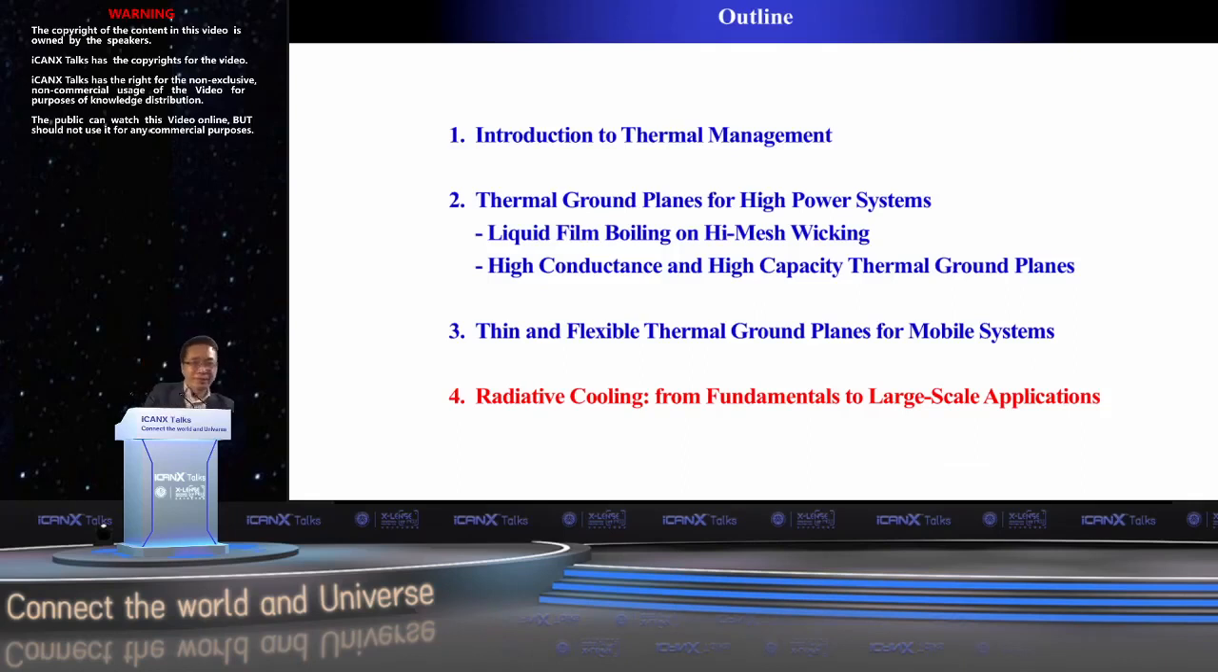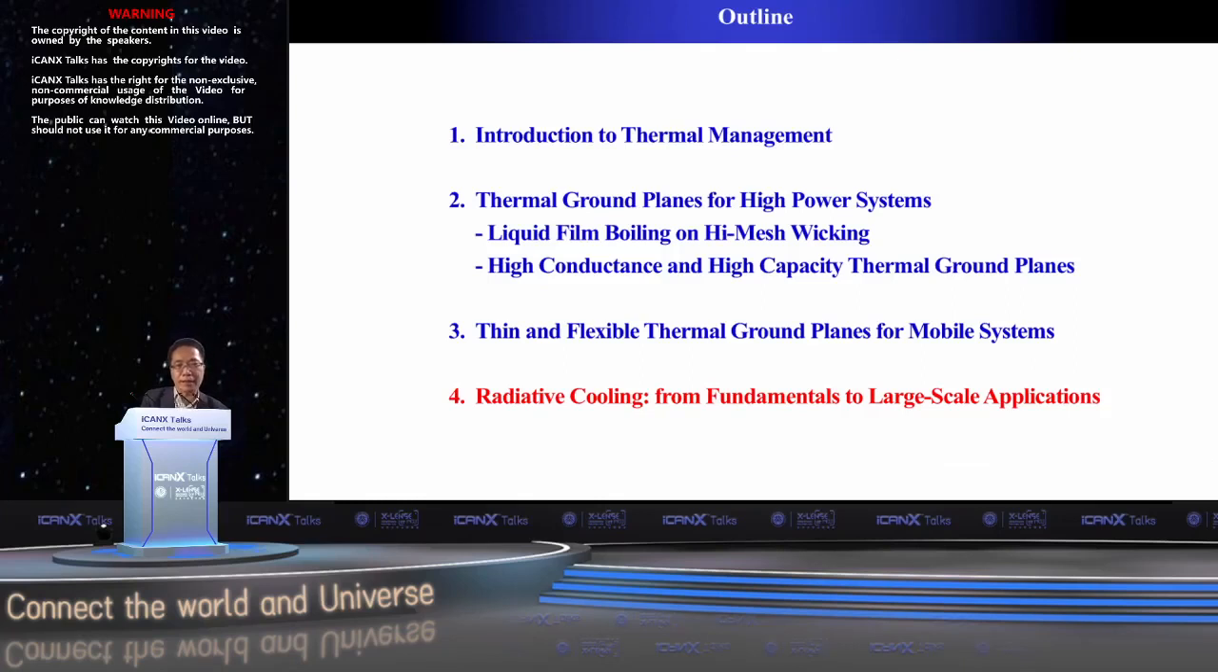Honestly, usually I put the slides together and I never know how much time I use. I'm going to talk a little bit about a topic I worked on over the last five or six years. It's called radiative cooling. Actually, about six, maybe six to seven years.